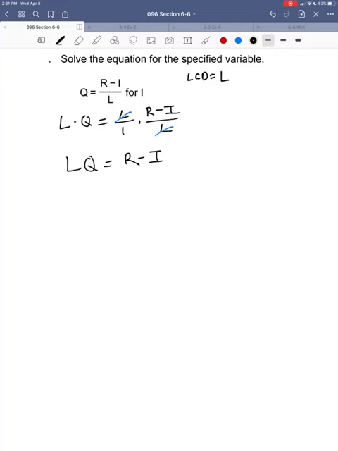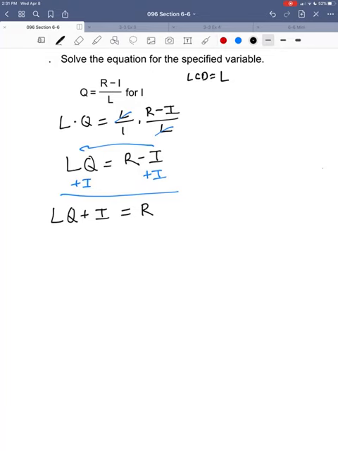So when I look at this problem then, if I'm going to try to solve this equation for I, one thing I might want to do, right now I is on the right hand side, but it has a negative in front of it. It may actually be easier to move I to the other side so that I don't have the negative in front of it. So I'm going to add I to the right, but then I'm also going to add I to the left. So that's going to give me LQ plus I equals R.